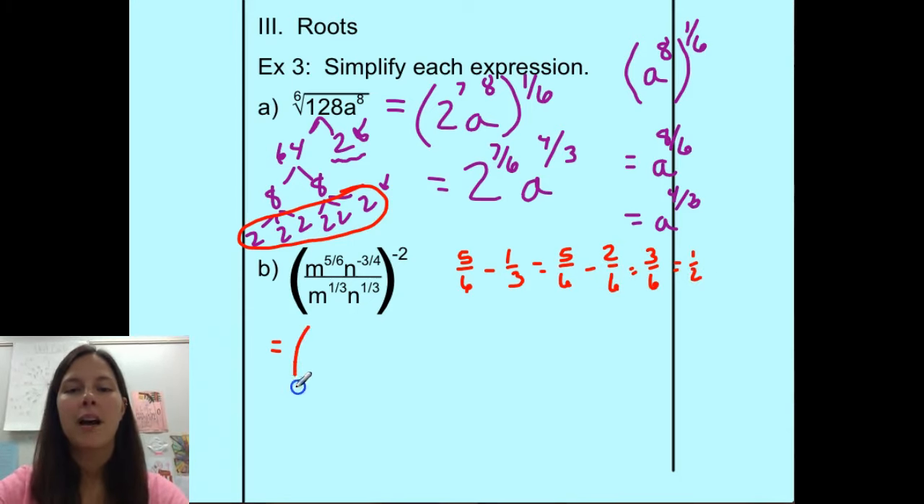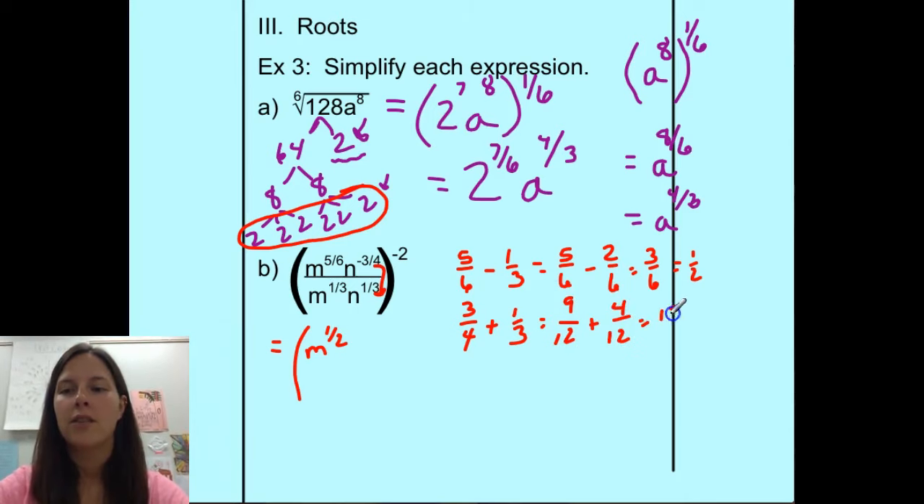Because the power on m was larger in the numerator, that's where our answer will go. For our n, we are going to bring that to the denominator to make the power positive, and then we will add because we'll have multiplication. 3/4 plus 1/3, common denominator of 12, 9/12 plus 4/12 gives us a total of 13/12. Again, that goes in the denominator because the n moved to the denominator.